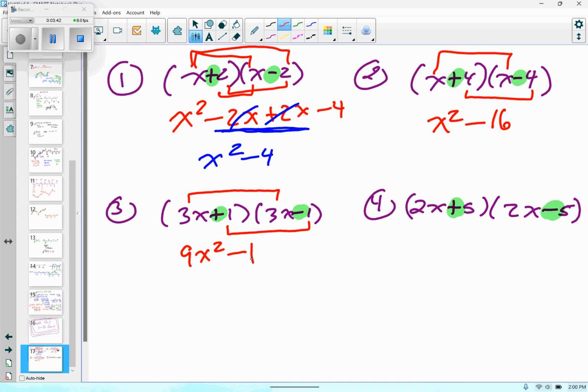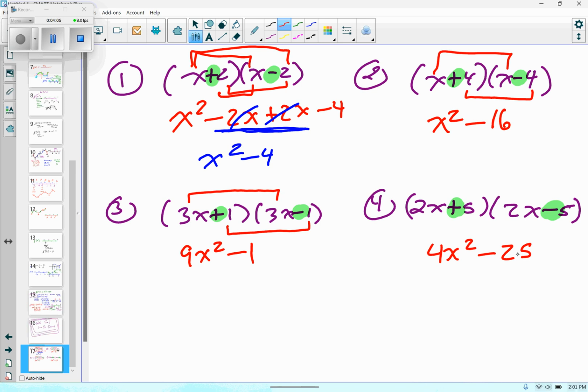Anyone want to be brave enough to tell me the last one? 2 times 2, which is? 2x squared. 2 times 2 is? Oh, 4. So 4x squared. 4x squared. And the rest? Negative 25. Perfect. That's it. Good job. Okay, so notice there is somewhat of a pattern with this.